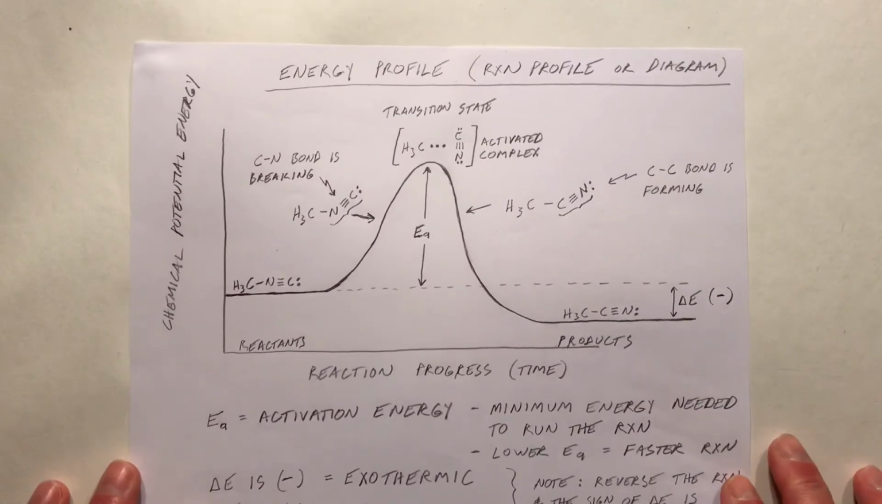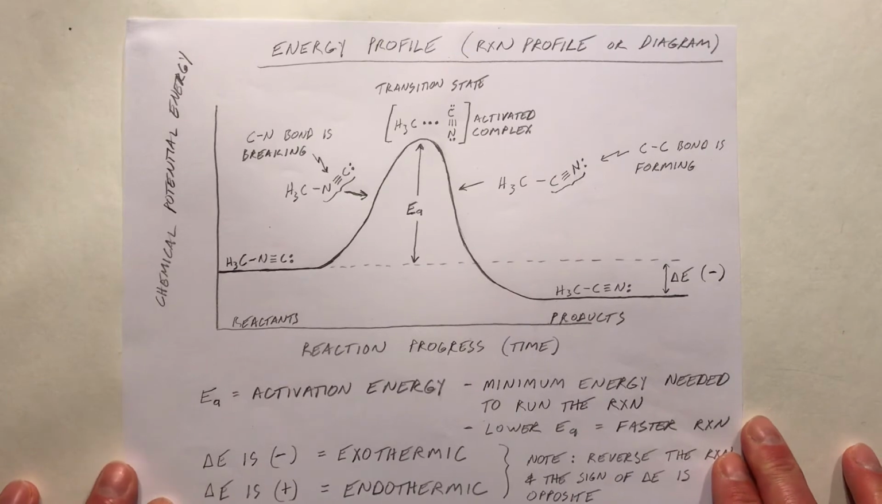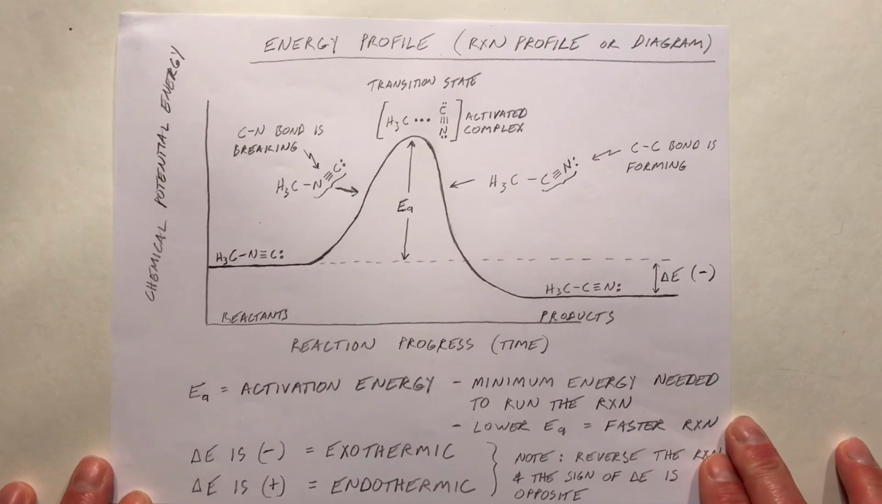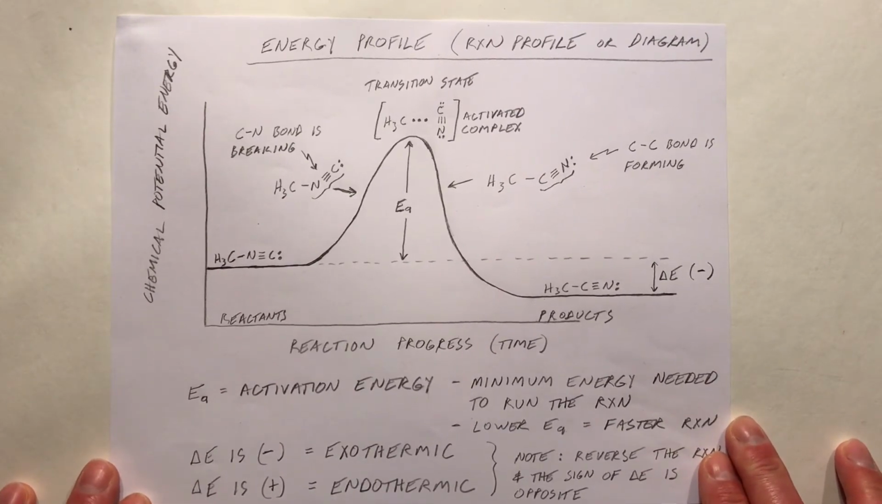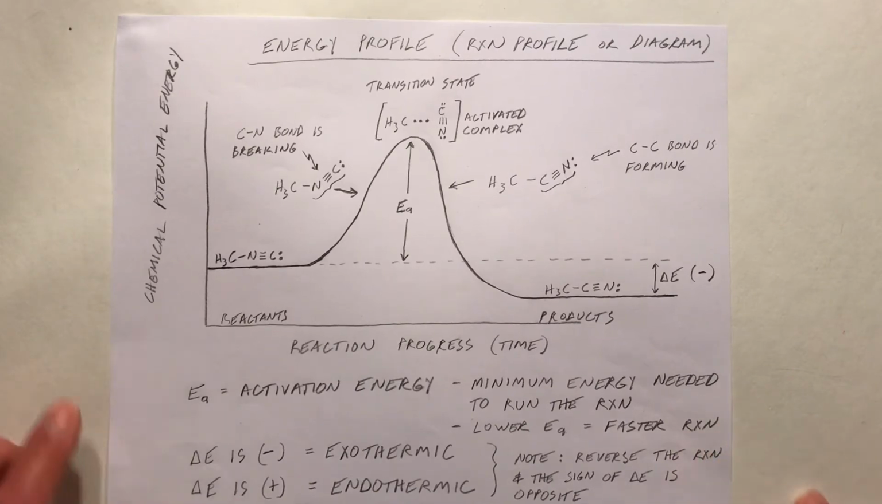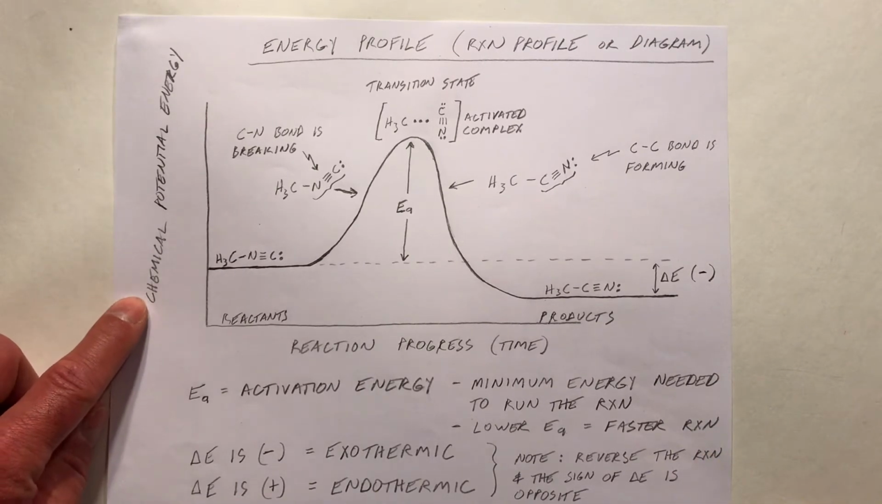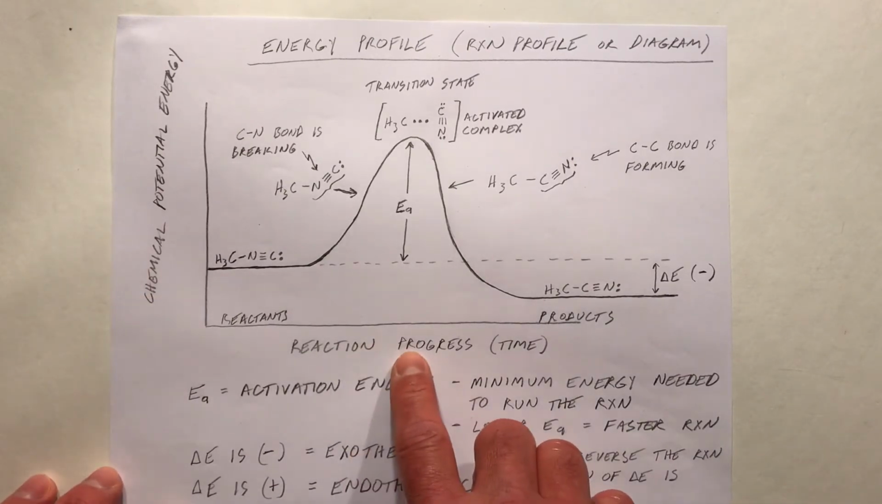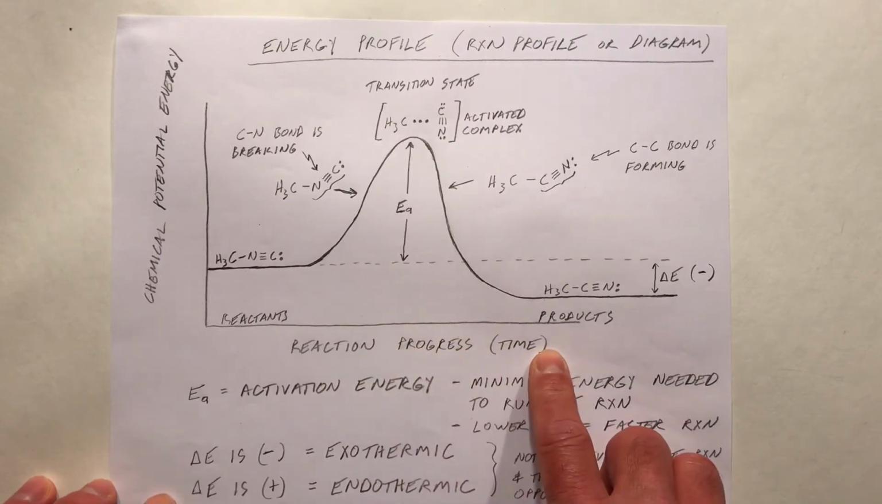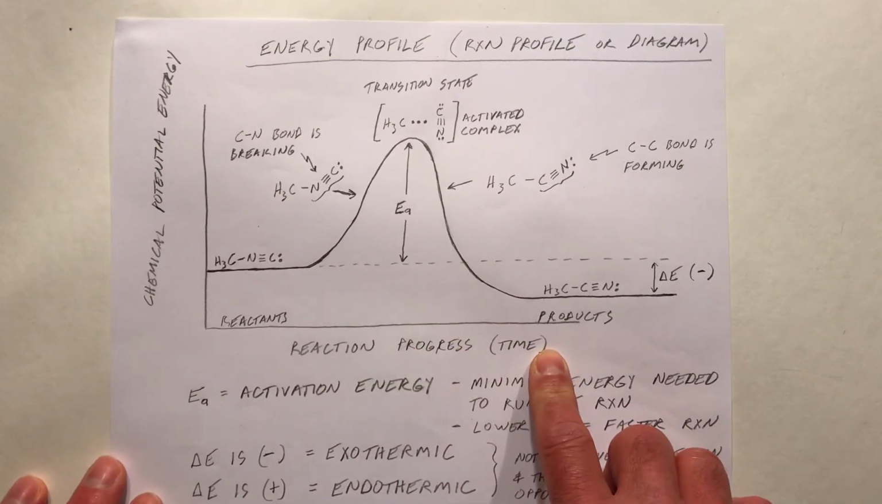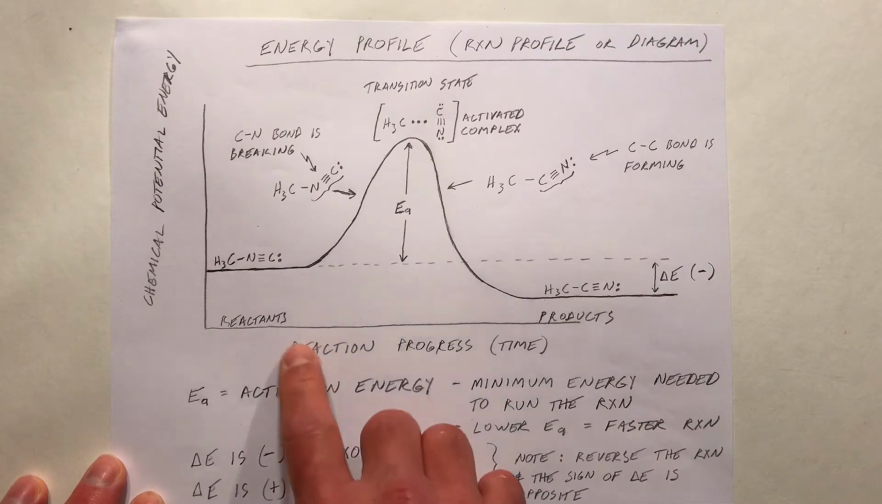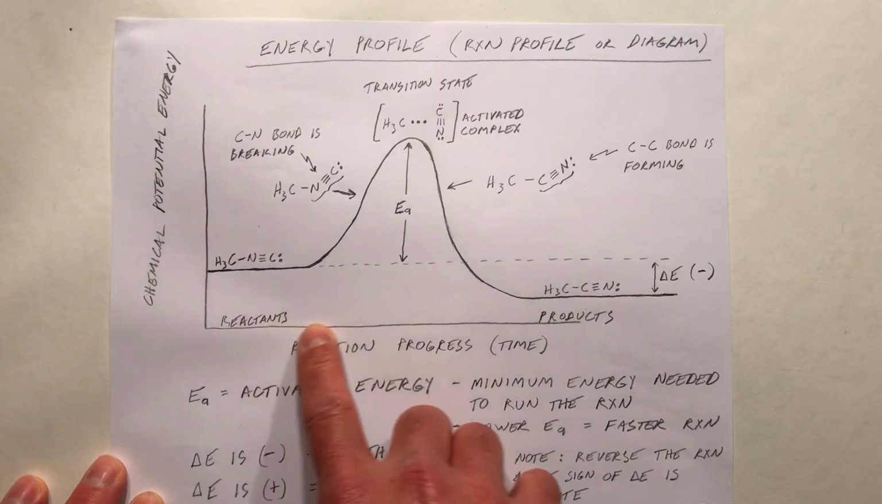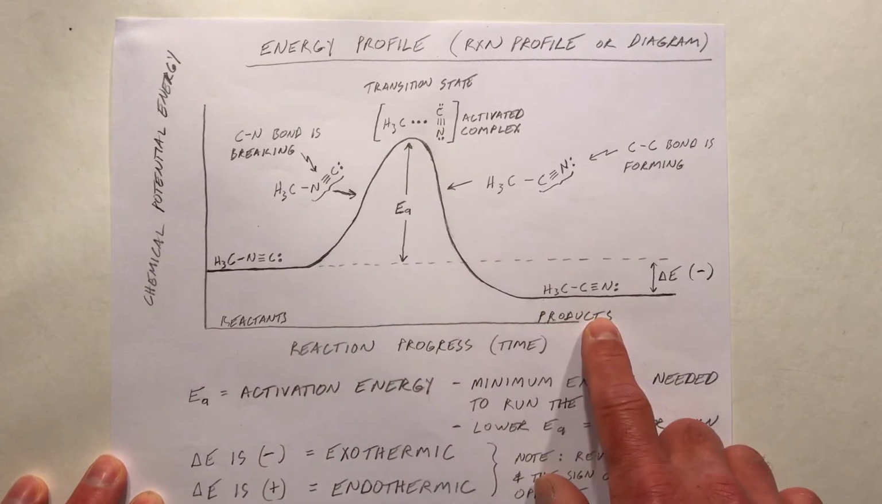So let's consider an energy profile, or sometimes this is called a reaction profile diagram. Some people would call this a potential energy diagram because we're graphing out chemical potential energy for the chemicals on the y-axis versus reaction progress, in other words, the time that it takes for the reaction to progress, on the x-axis. So we'll start with reactants and progress through to products.